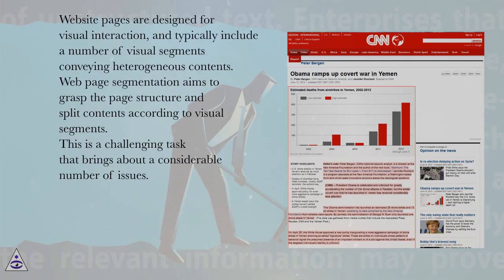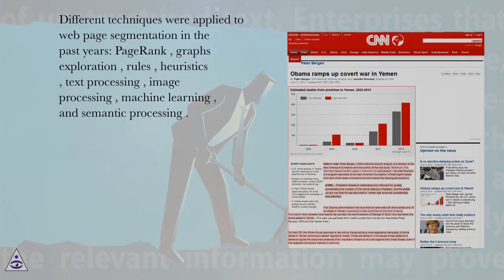Website pages are designed for visual interaction, and typically include a number of visual segments conveying heterogeneous contents. Web page segmentation aims to grasp the page structure and split contents according to visual segments. This is a challenging task that brings about a considerable number of issues. Different techniques were applied to web page segmentation in the past years: PageRank, graphs exploration, rules, heuristics, text processing, image processing, machine learning, and semantic processing.